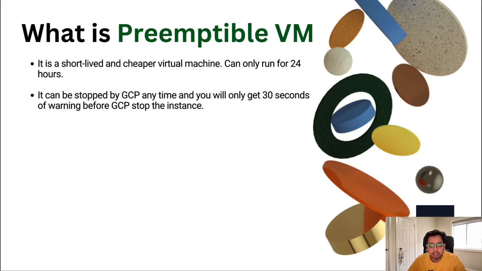So as I'm telling, it's short-lived, so it means it can only run for 24 hours. That doesn't mean that it will run for 24 hours. It can be stopped by Google Cloud Platform at any point of time, and you literally get only 30 seconds of warning before Google Cloud Platform tries to stop that instance. You'll get only this 30 seconds of warning so that you can go and save whatever configuration you have on that preemptible virtual machine. Otherwise, Google is going to stop that virtual machine for you.